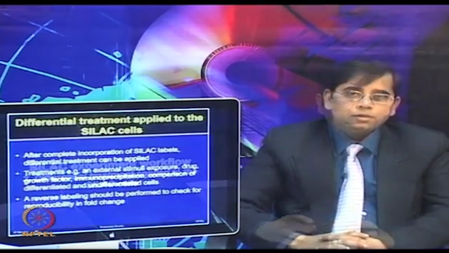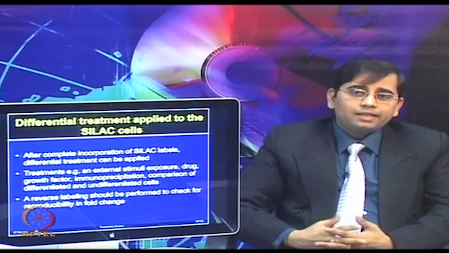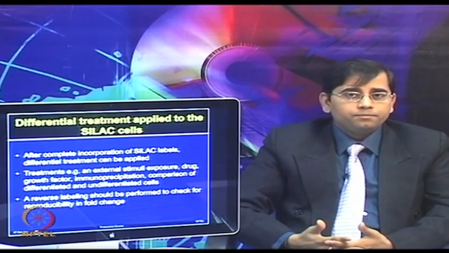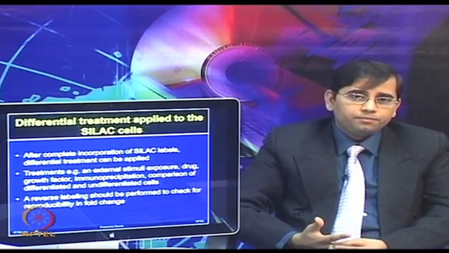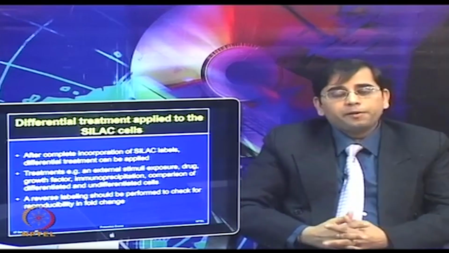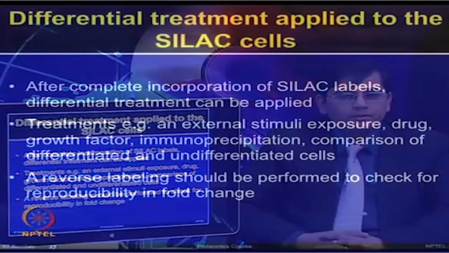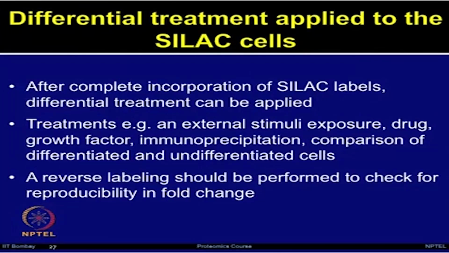Proteins from cells adapted to the light and heavy SILAC media can be analyzed and distinguished by mass spec. So, once the SILAC labels are incorporated in the cells in the cell culture, then differential treatment can be applied. This treatment could be external stimuli exposure, drug treatment, growth factors, immunoprecipitation, the comparison of differentiated and undifferentiated cells, or it could be some other treatment.